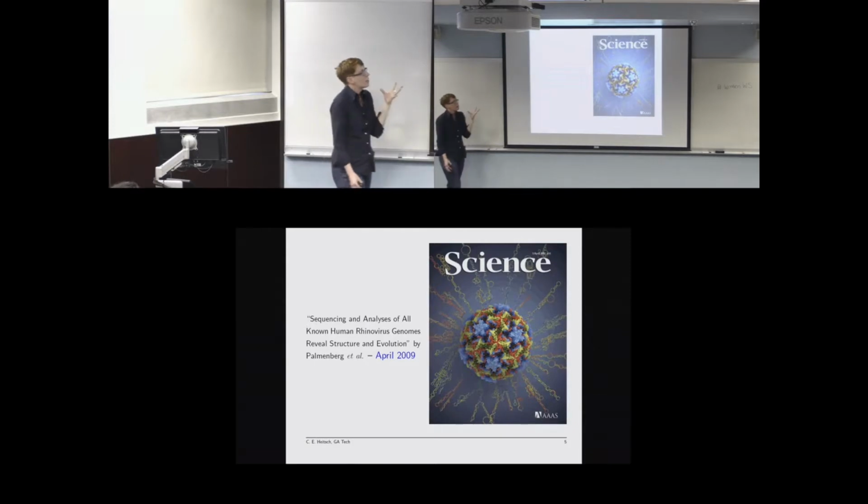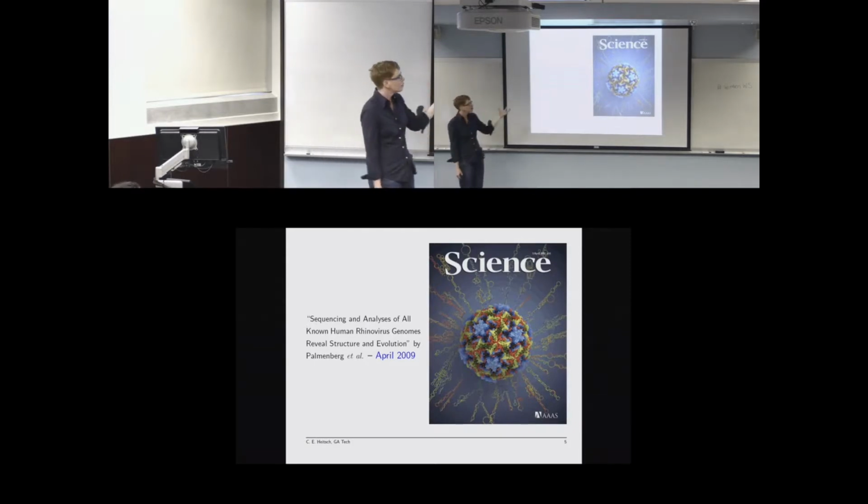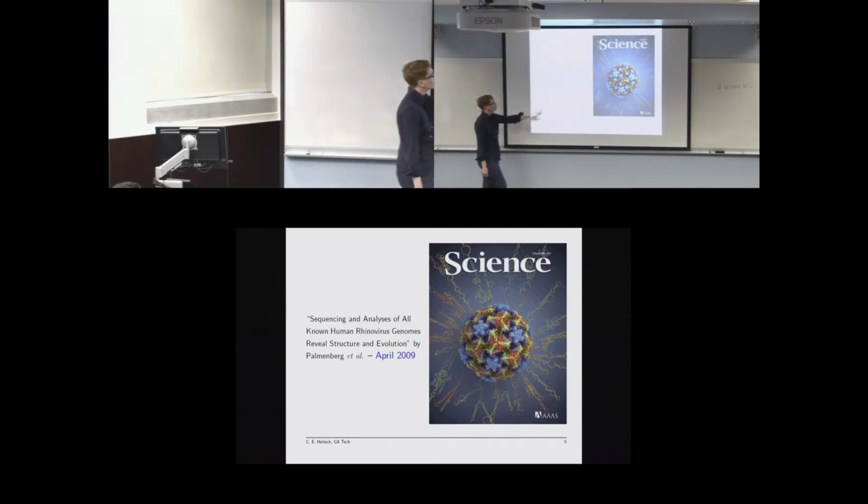So why do we care about the secondary structure? Well, for the purposes of this talk, we're going to focus on RNA viruses. Many viruses code their genomes in RNA instead of DNA. One example would be the common cold, or the rhinovirus. And this is the cover of Science.